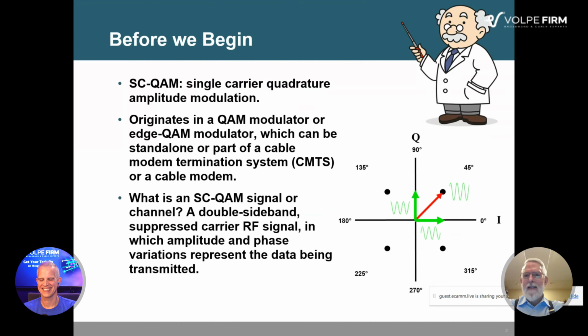All right. So what the heck is an SC-QAM channel or QAM signal? Well, from the RF perspective, because I'm an RF guy, it is a double sideband suppressed carrier RF signal in which the amplitude and phase variations represent the digital data that we're transmitting. We don't actually transmit data through a cable network. We transmit representations of that data. And you can see a constellation display over here on the right. This is just a simple QPSK, quadrature phase shift keying, which is also 4QAM.